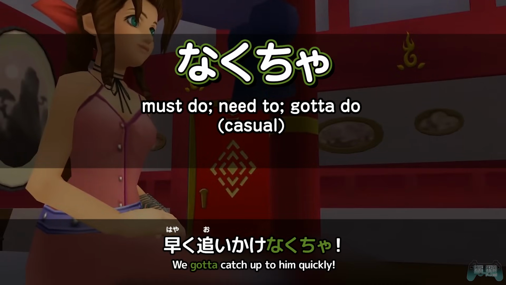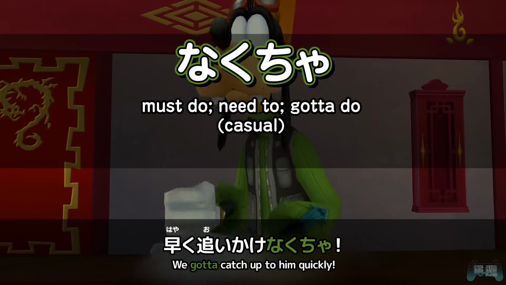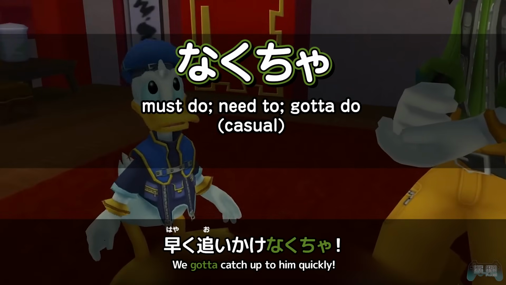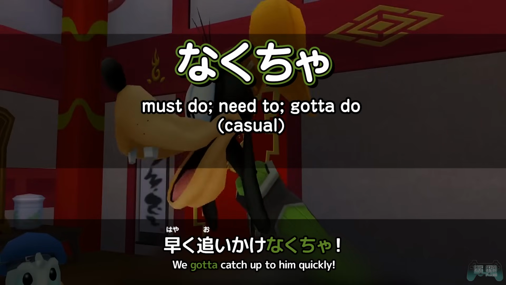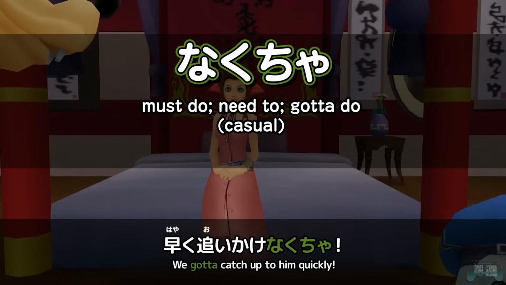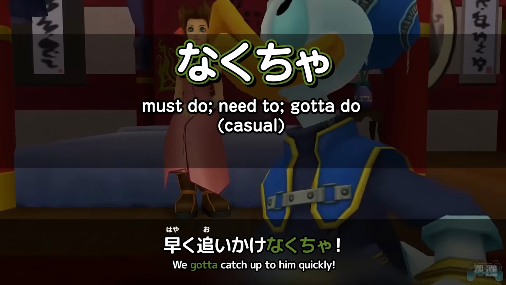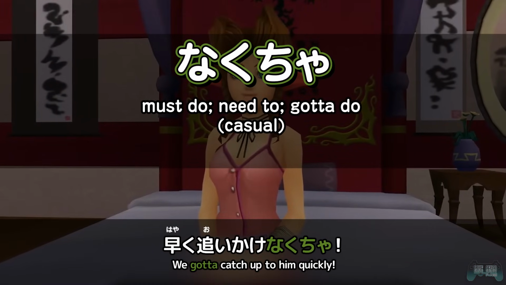And so we see here in Kingdom Hearts, Goofy says that he needs to quickly catch up to the king who's gone on this journey, and so he says hayaku oikakenakucha. And so just remember that this nakucha is the contracted form of nakutewa, but in spoken speech we use this nakucha to speak more casually. Kind of like a "we gotta do it" in English.